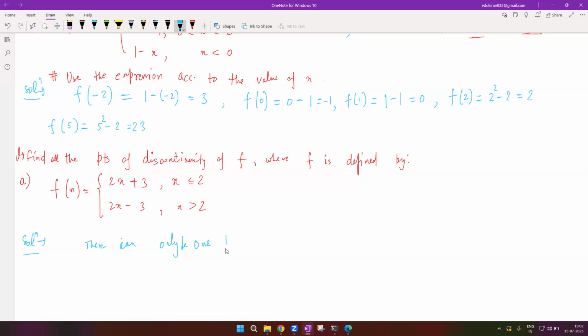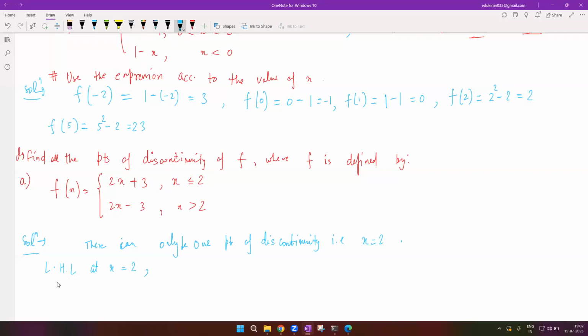There can only be 1 point of discontinuity, which is x equals 2. So you'll be checking the continuity of this function at x equals 2. So let's start with LHL. LHL at x equals 2.